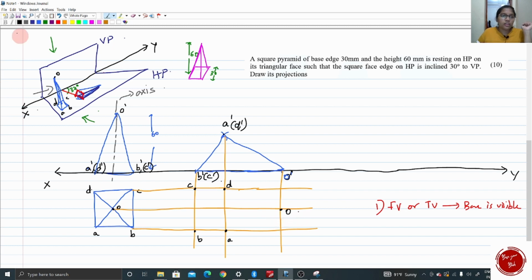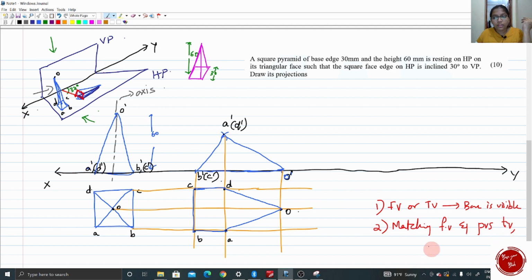Okay. Next thing is how to connect these points. For that you just need to draw the boundary first by joining the outermost points. Okay, first always draw the outermost points. Okay, that's also one point. While matching this front view and previous top view, always start with connecting outermost points.